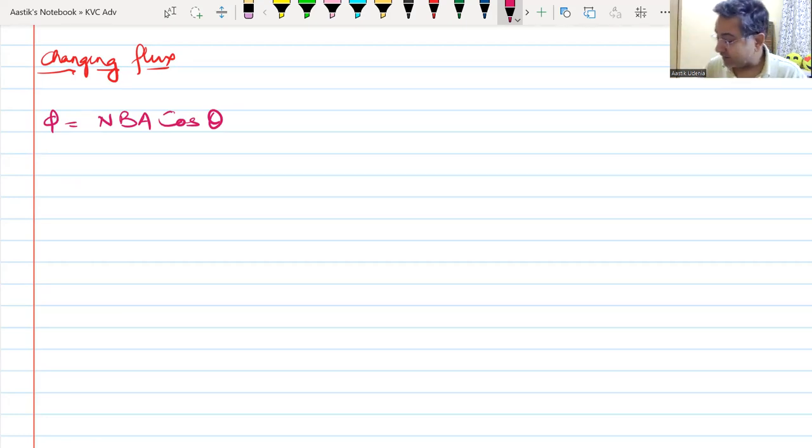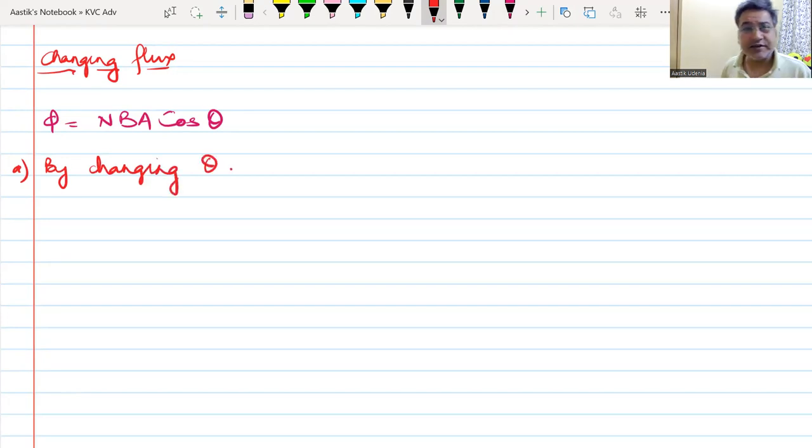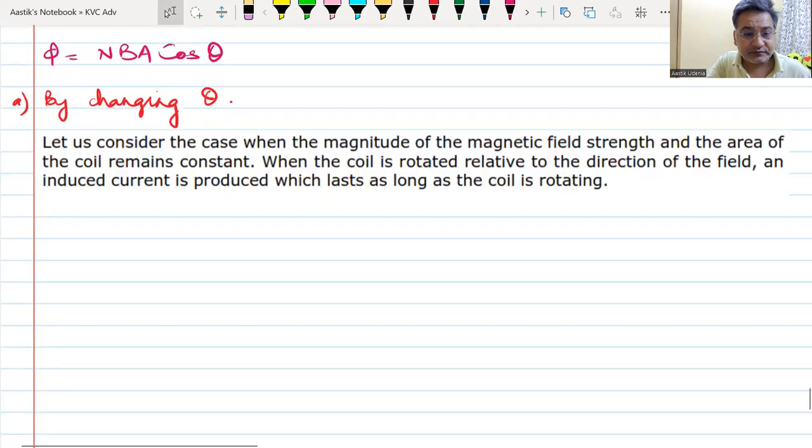Okay, now let us move on to the first case, case number A. By changing theta, which is the most important case, because this is how your EMF is generated in most of the cases. So how are you going to change this angle theta? You are going to rotate the coil. Do we understand this? Yes, sir.